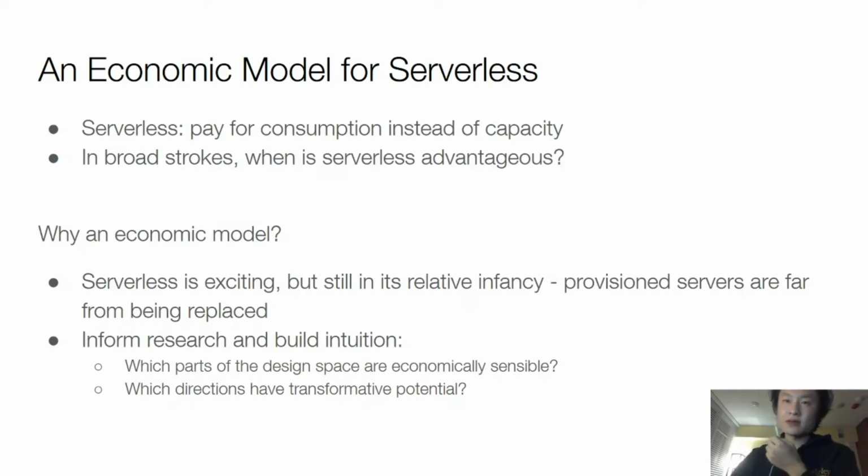Well, we know serverless is exciting, it's on the rise and we're seeing increasing adoption. But despite that, it's still in its relative infancy. Provisioned servers today are far from being replaced. And we may also expect that servers will never entirely be replaced. So the needle will fall eventually somewhere in the middle, but where will it fall exactly, and what are the factors that will influence that outcome?